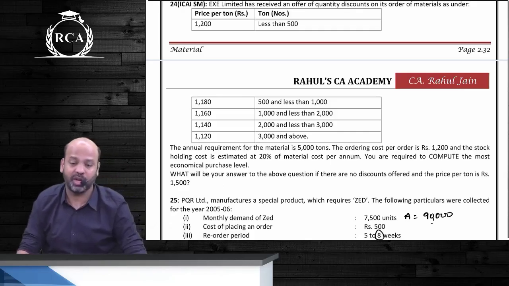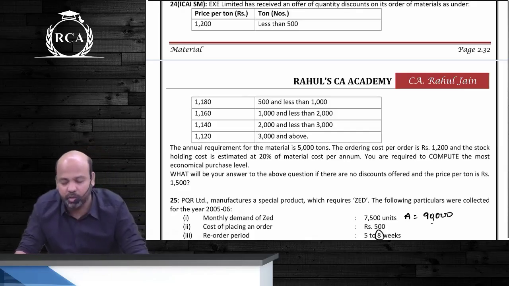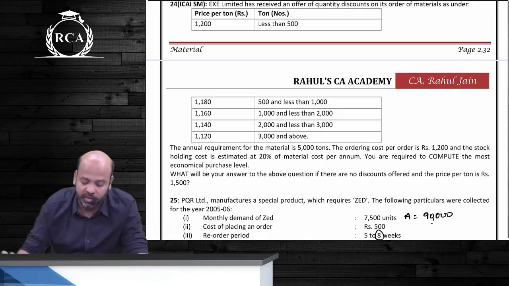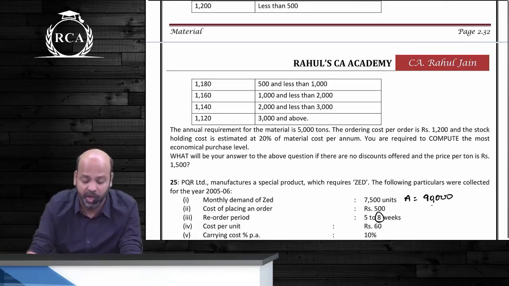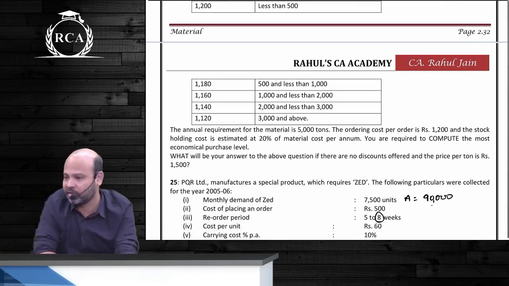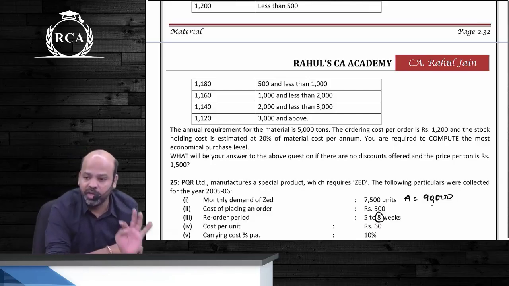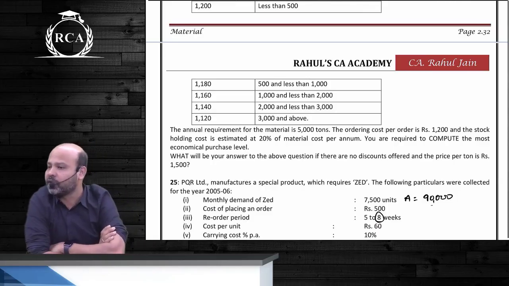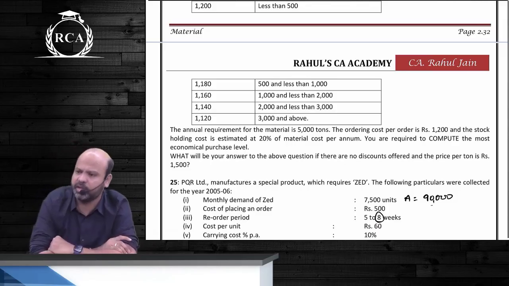We are supposed to arrive at the quantity that needs to be ordered at which the total cost is the least. The second question is an independent question. That is what will be your answer if there are no discounts. If there are no discounts, you will directly compute the EOQ. That automatically will result in the least amount of total cost. So we know that we will have to arrive at the quantity at which the total cost is the least. Correct, beta?